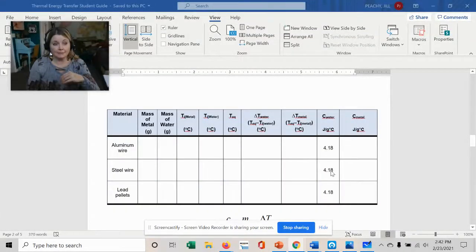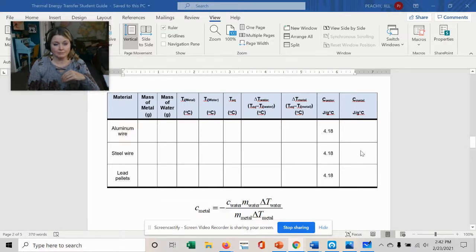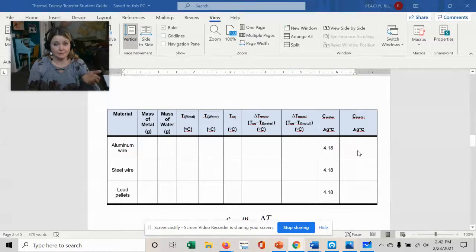Specific heat of water is given for each one of these. It's 4.18 joules per gram Celsius degrees. Okay? You're trying to figure out the specific heat of the metal here. You don't know what that is. But you do know the mass of the metal in grams, the mass of the water in grams, the initial temperature of the metal in degrees Celsius, and the initial temperature of the water in degrees Celsius.